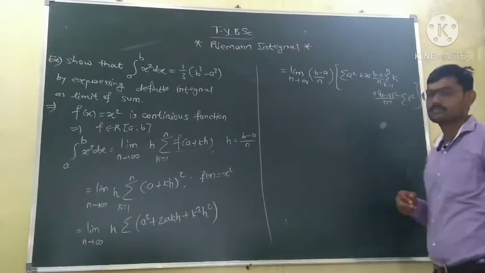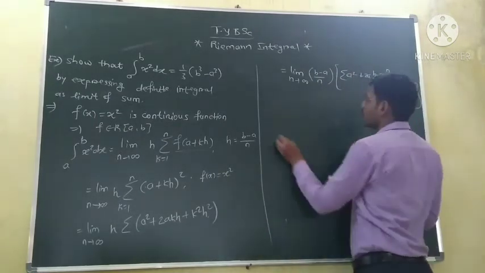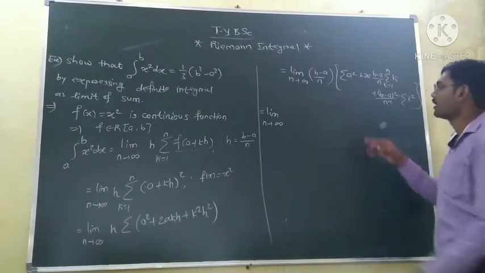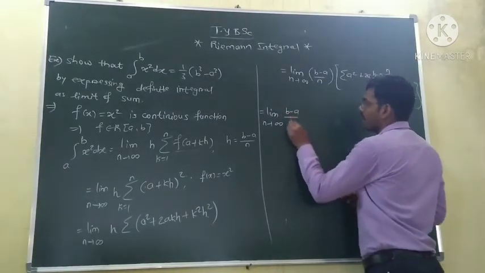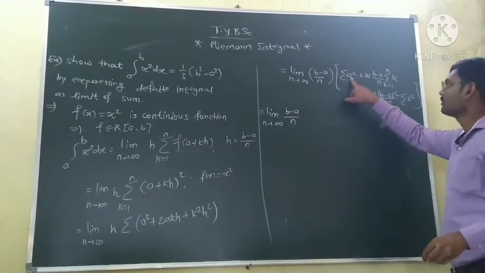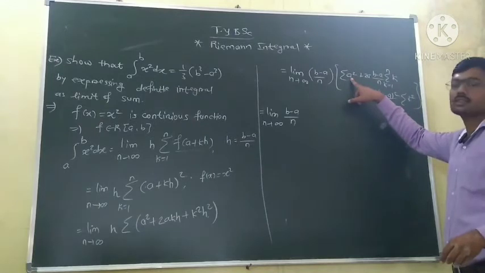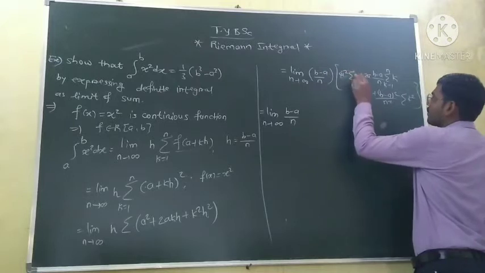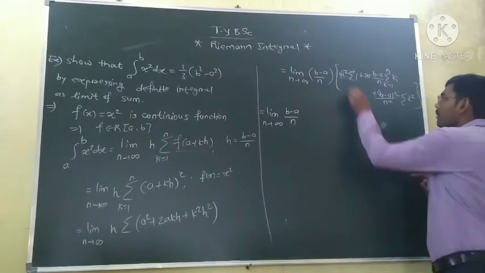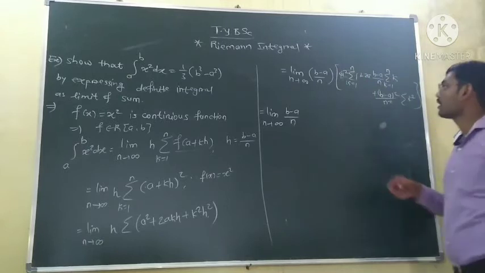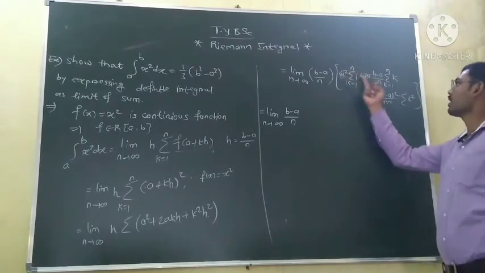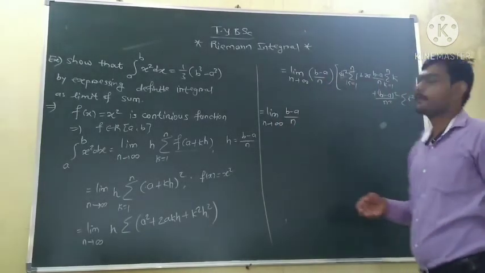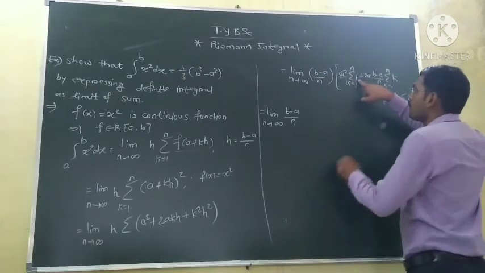So now this will be equal to limit n tends to infinity of b minus a upon n as it is. Now in the first sum there is only the term a square, with no term of k. So we can take a square outside, and the sum will contain only 1, the sum of 1 from k equal to 1 to n. Because a square is constant, a square into 1 is a square. So the sum is of the term 1, n times, and this will be equal to n.